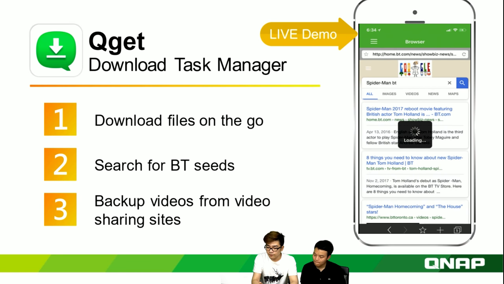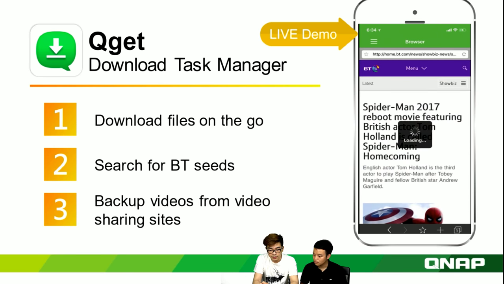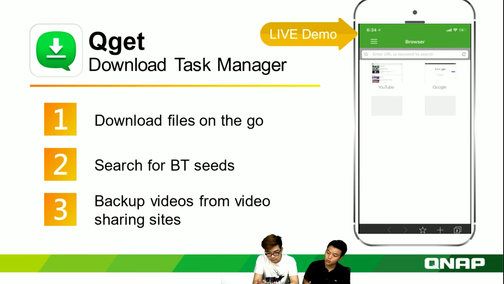And for the videos that you want to download, you can just use your cell phone and QGet to download all the files on the go. And then you can search the BTCs on your QGet, and then we can pick up videos from video sharing sites. So it's another function which is very convenient. It's definitely a convenient tool.